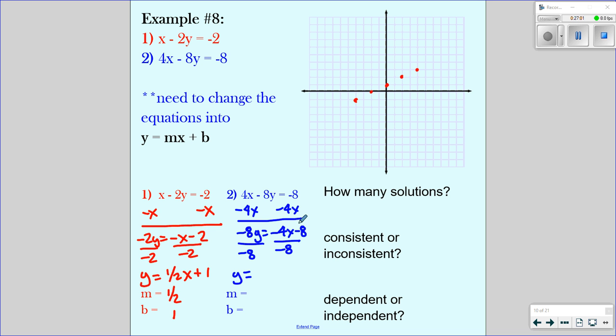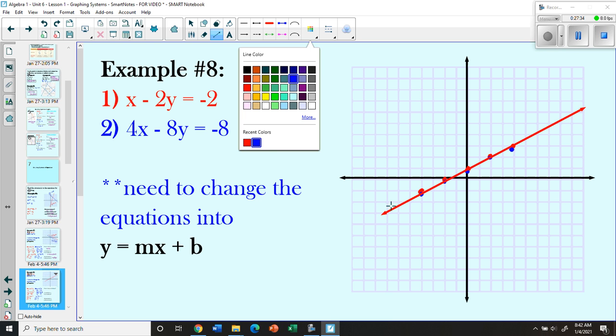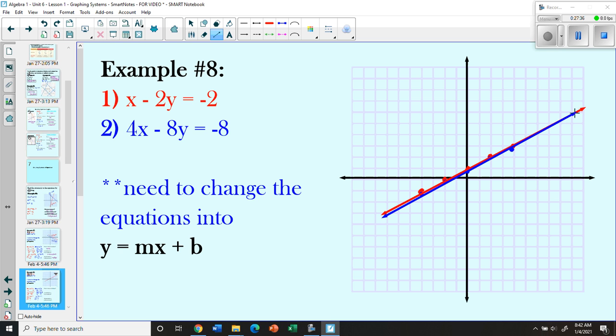And negative 4 divided by negative 8 is going to be 4 over 8. When you reduce it, you get 1 over 2 x, and then negative 8 divided by negative 8 is positive 1. And again, 1/2 for the slope and 1 for the y-intercept. And again, notice how same points, so same line. So I'm going to go back to the line. Let's see which one comes up. Oh, red comes up first. And then I'm going to put the blue one. It's also going to be the same line.